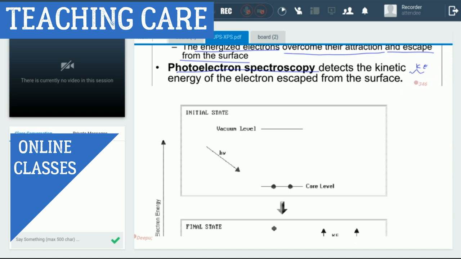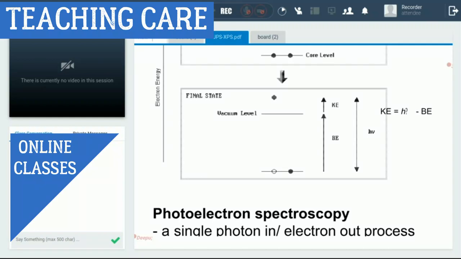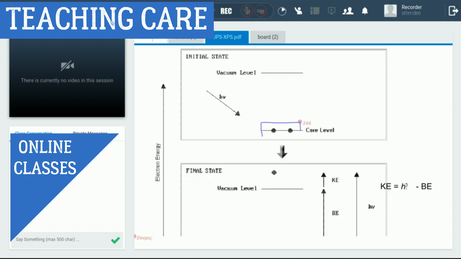Deepika? Yeah, see here. This is the initial state. Let us take this is the electron. Can you see where I am pointing? Electron in the ground state. Ground state means, as long as the electron does not experience the photoelectric effect, it is revolving in its own energy level. This is the core level, that is, the ground state.